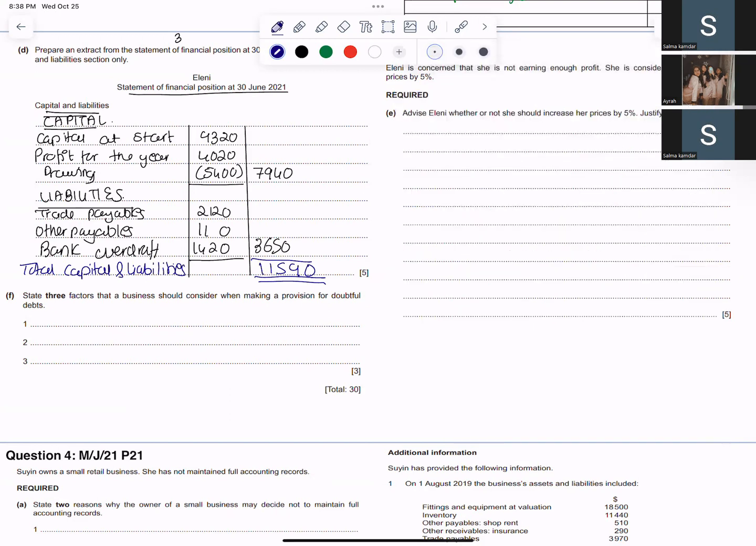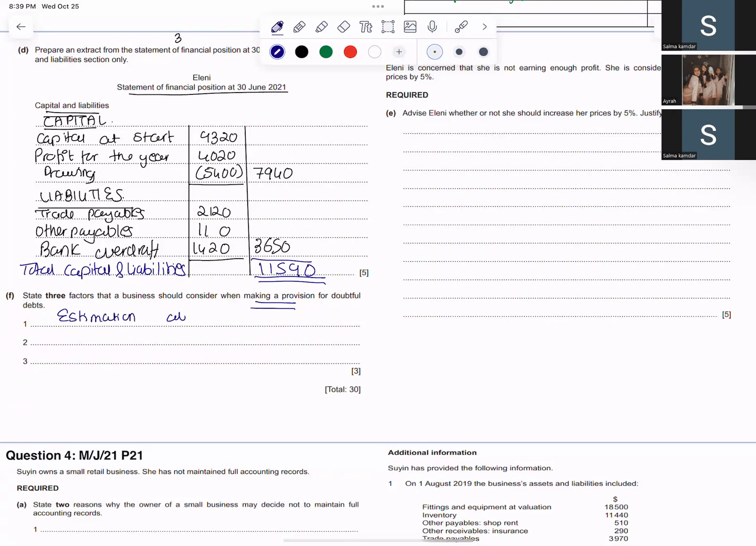State the factors that you should consider when making a provision for doubtful debts. Two factors that you consider while making a provision for doubtful debts. The trade receivables, the percentage, and the bad debts. You are making a provision for doubtful debt, that means your estimation about your bad debts and trade receivables.